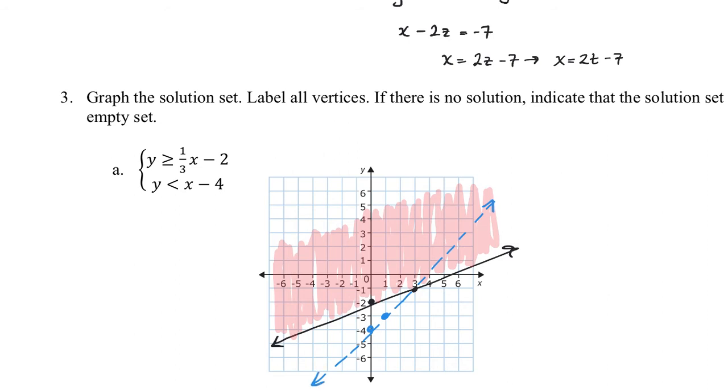And now we need to decide where to shade. So again, I'm going to use a test point of 0, 0 and determine if it satisfies the inequality. If I plug in a 0 for x, 0 minus 4 is negative 4. If I plug in a 0 for y, I have a statement of 0 is less than negative 4. That is not true. 0 is not less than -4. So that means I'm shading away from the part that includes the test point. The test point 0, 0 did not satisfy the inequality, so I'm going to shade below this line, not to include the test point.